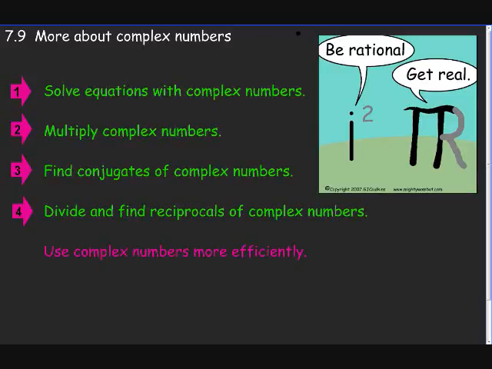Okay, let's get on with what we mean to do today. We're going to solve equations. Ooh, that's good. Finally, we get to do something with this. Multiply complex numbers. Find conjugates. Oh, I love the conjugates. Remember conjugates.